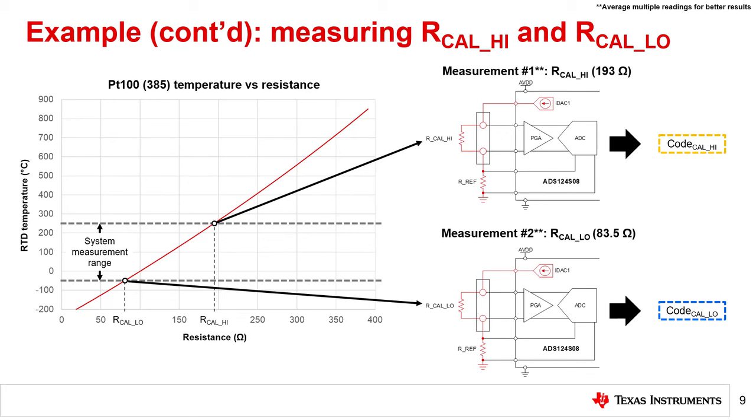Next, replace RCal high with RCal low. The measurement system for RCal low is shown in the bottom right. The ADC output code for this measurement is given as code cal low, which is highlighted in blue. Finally, we are now able to map the ADC output to the RTD curve.